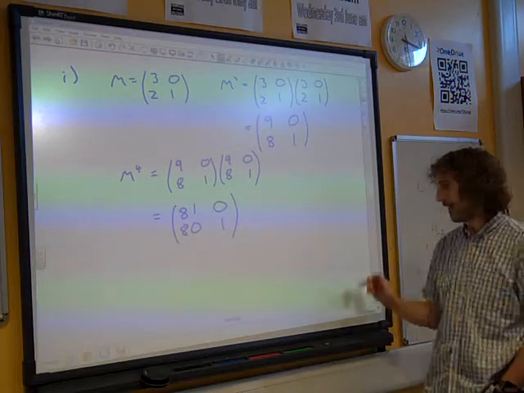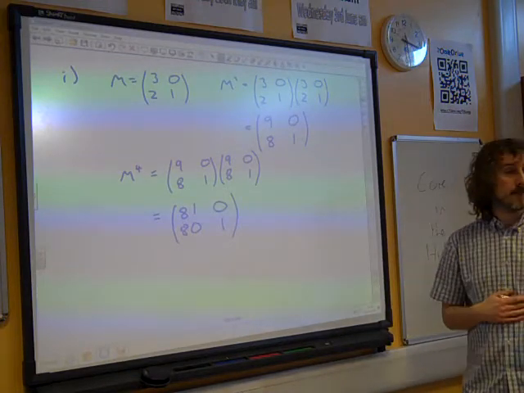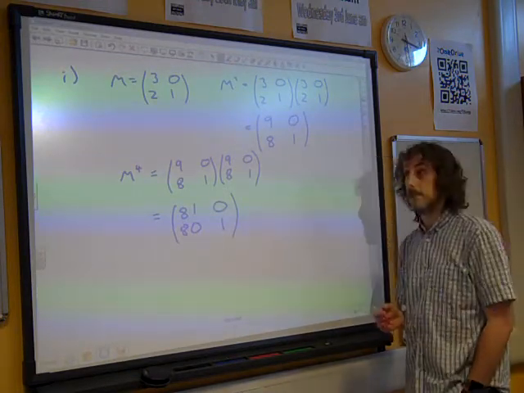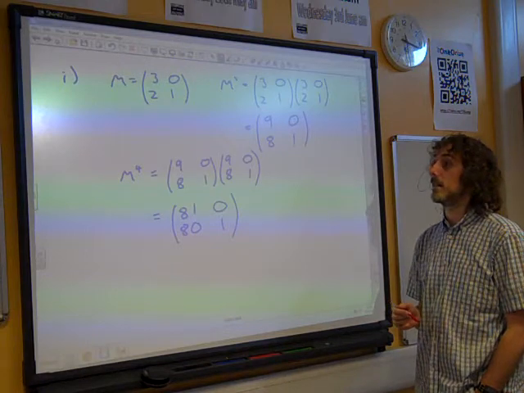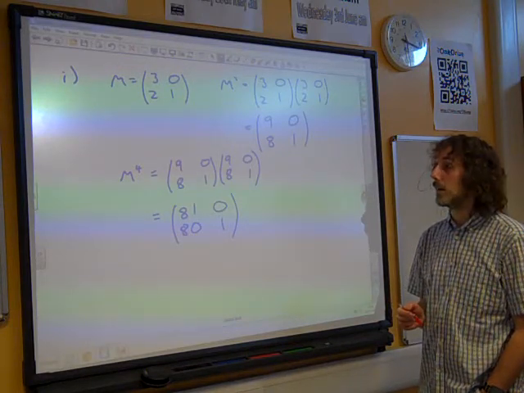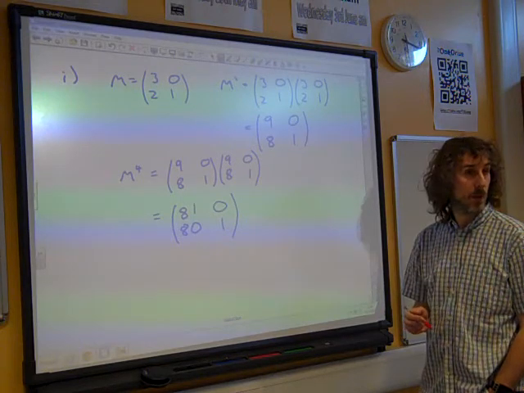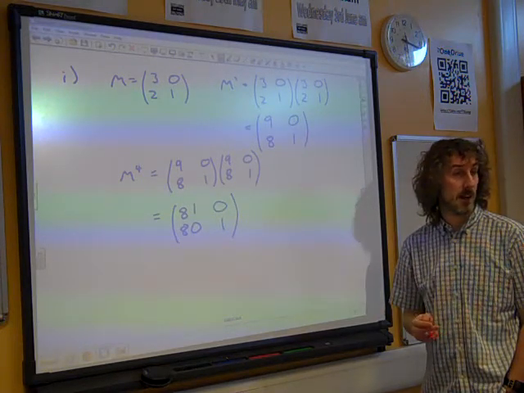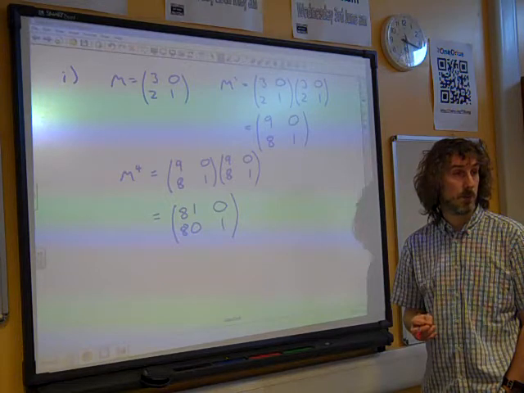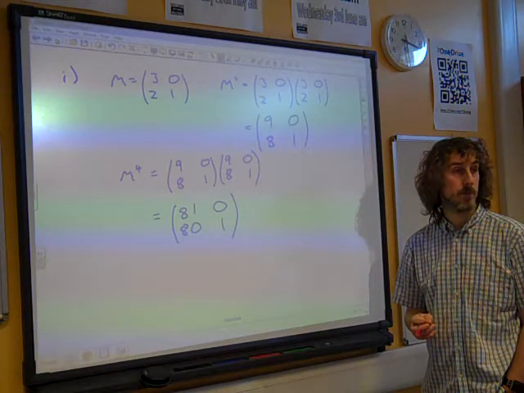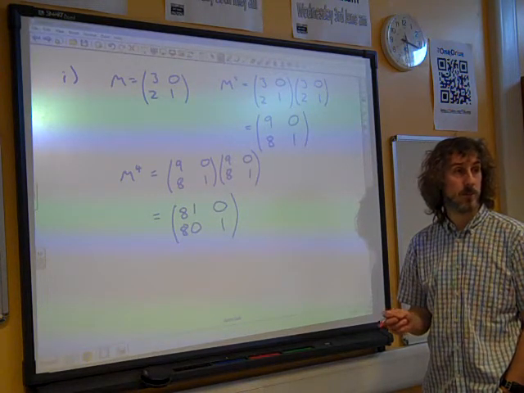Right. Great. Dave, say we were trying to find M to the 3, and we had to times 9, 0, 8, 1 by 3, 0, 2, 1. Which side of the 9, 0, 8, 1 would the 3, 0, 2, 1 go? Would you put M then M squared, or in this case, it would be either. Both would give us M cubed. They would both give us the same answer. Nice.